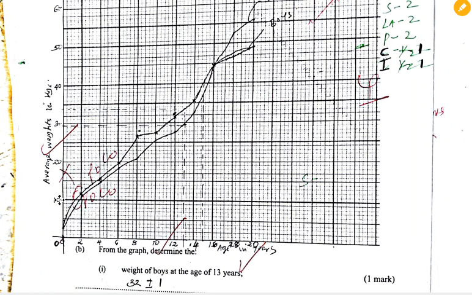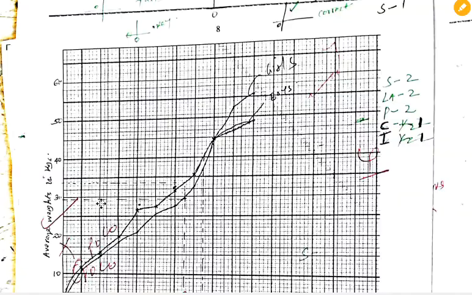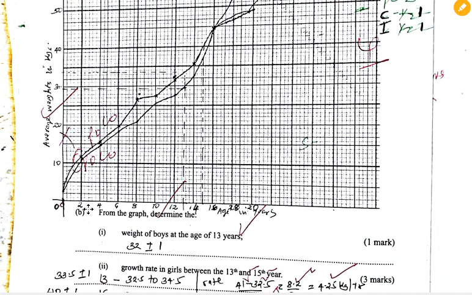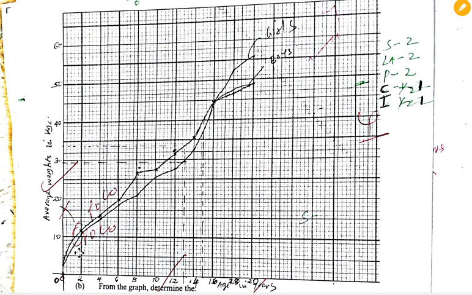In this case, 10 boxes represent 10, that is 10, 20, 30, 40, 50, 60. On the other hand, 5 boxes represent 2, so we have a difference of 2, 2, 2, 2 up to 20. Then the correct plotting must be observed, and you use freehand. Then you must label the girls and the boys correctly.